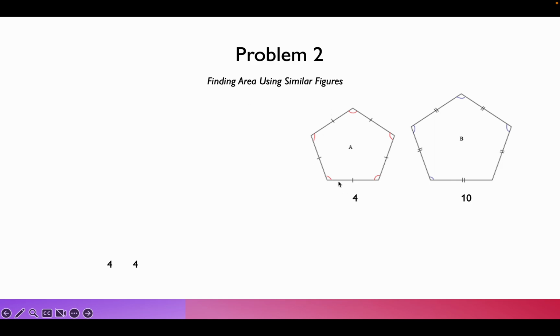I have a regular polygon here, a regular pentagon here, and a regular pentagon here.